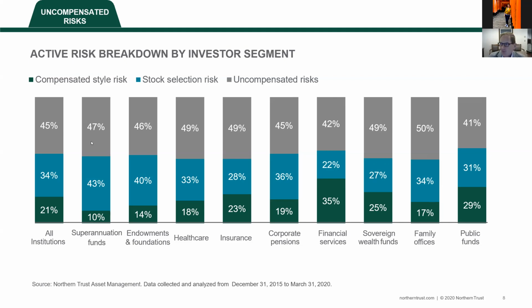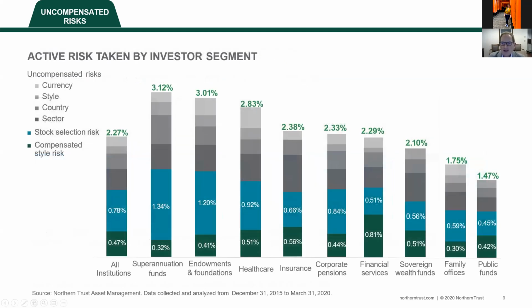And when we look at it, let's give you one more slide, by the total active risk taken, also an interesting story comes to the surface. So when I look at the total active risk taken, so all institutions on the left-hand side, about 227 basis points. Public funds on the extreme right-hand side, just 147 basis points, showing us that public funds tended to be a bit more conservative in their active risk profile than some of the other investor segments. But so did sovereign wealth funds and financial services. Those, again, are the three segments that had the highest green bars, that compensated style risk.